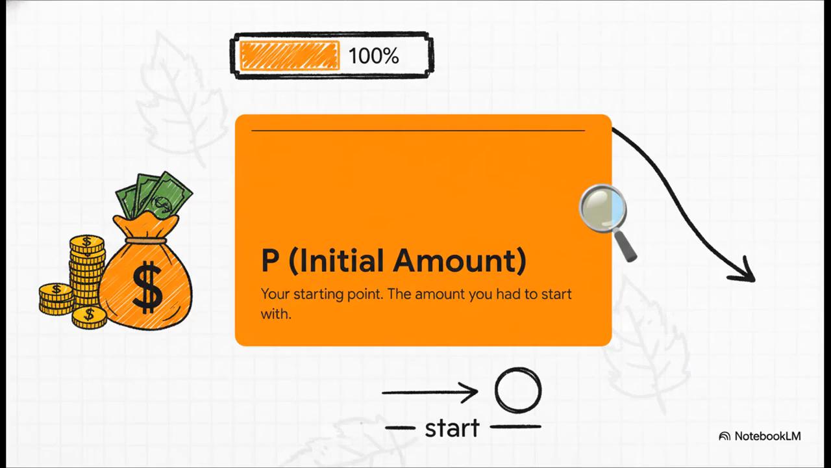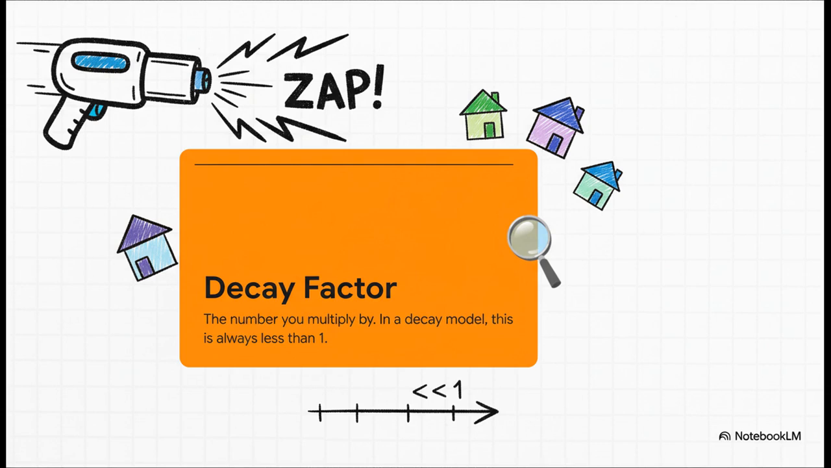First up is P. P is just your starting point. Think of it like your health bar in a video game when it's at 100%. Or maybe it's the pile of cash you have before you go shopping. It's simply the original, full amount of whatever it is we're looking at. Easy enough, right? Okay, next up is my favorite part, the decay factor, or the shrink ray, ZAP.